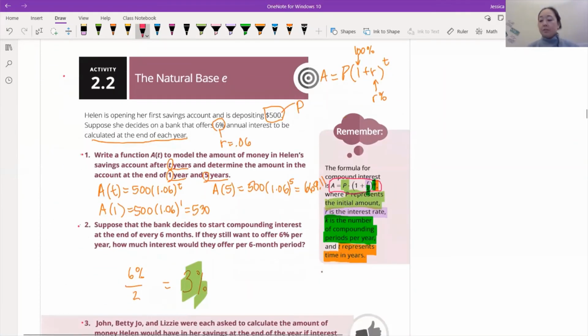Now we're moving into the exploration of e. We're introducing it, and we didn't get too far. So we're going to finish it up the next time we meet.